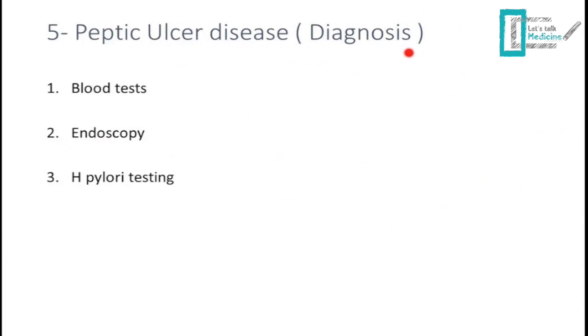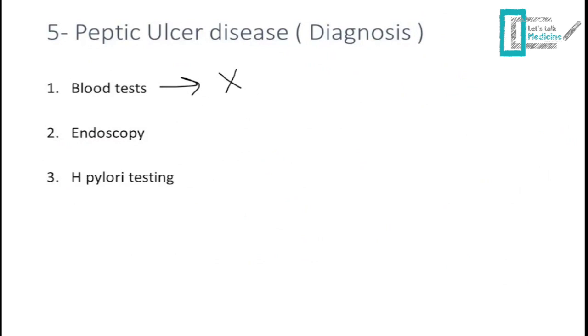So moving on to the diagnosis of peptic ulcer. With peptic ulcers, we would like to diagnose whether these dyspeptic symptoms in the patient are because of peptic ulcer disease. And even if we know that it is due to peptic ulcer disease, we would also want to find the cause of it to help us later on in the management. The first thing I wrote here was blood tests. Blood tests do not help in telling whether the patient has peptic ulcer disease or not.